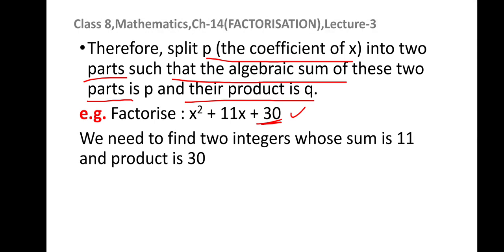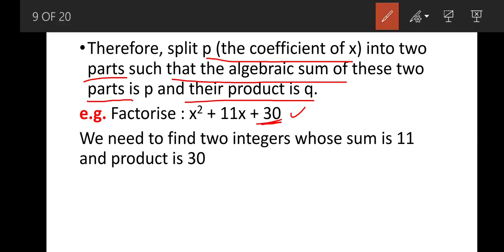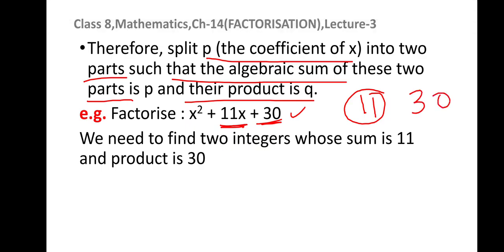So we need to find two integers such that, what is the coefficient of x here? That is 11. I need to split this p, that is 11 here, into two parts, such that when I add them I should get 11, and when I take their product I should get 30. Can you find two such numbers, so that when I multiply them the product is 30, and when I add them the sum is 11? Let us see now what those two numbers are.